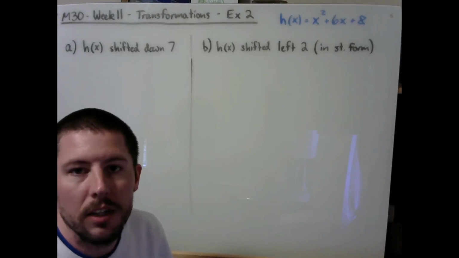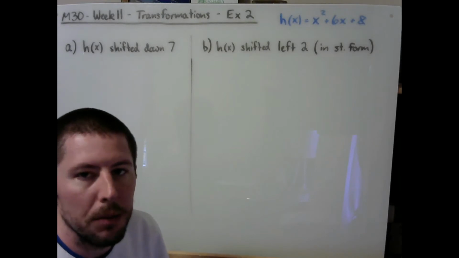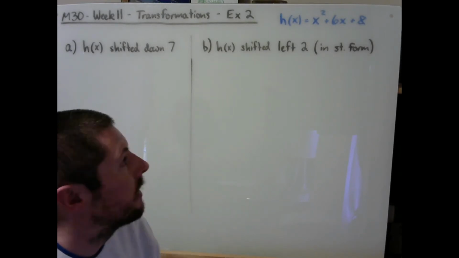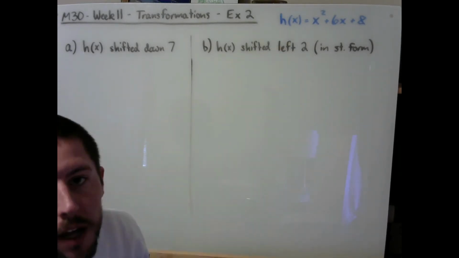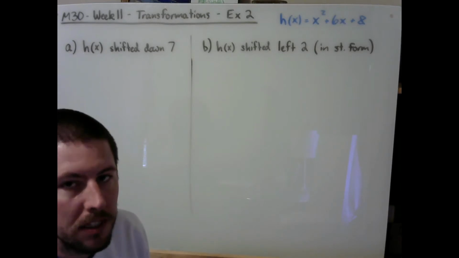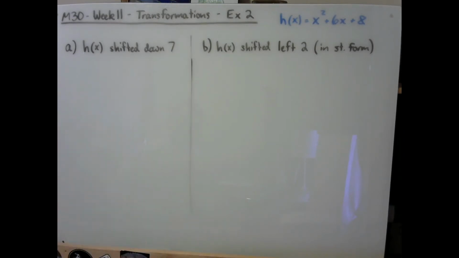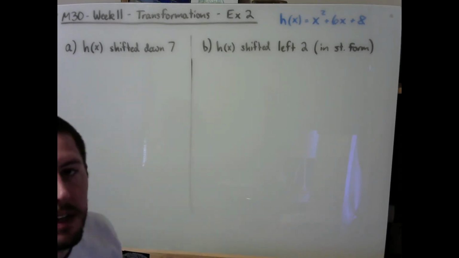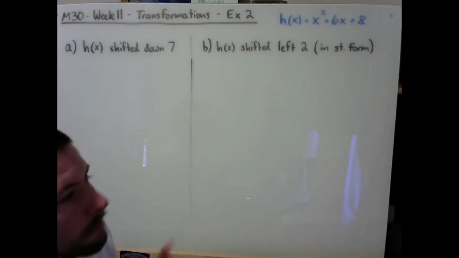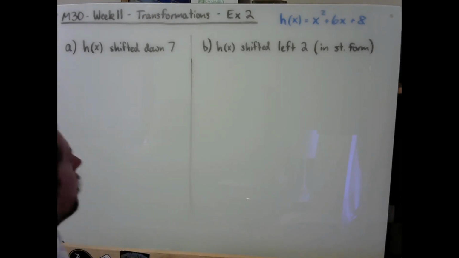Let's go ahead and take a look at week 11, the topic of transformations, example number 2. In this example, we've been given a quadratic function, h of x equals x squared plus 6x plus 8. And what we're interested in doing is shifting this quadratic around to a few new places in the plane. First, we'd like to shift it down 7, give its equation in standard form. Then, separately, we will shift it left 2, and again, give its equation in standard form.